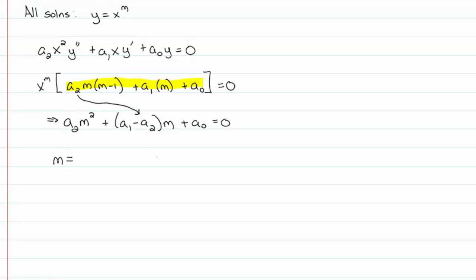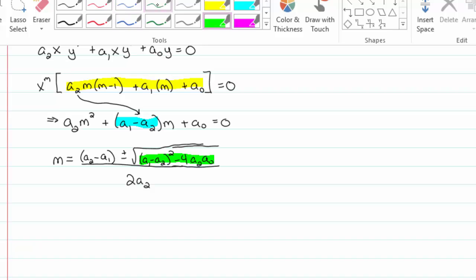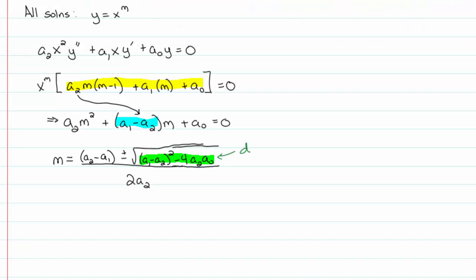Then we got all the way down to this solution: m is equal to the opposite of this middle term. Let me highlight that middle term really quick. The opposite of this just means I swap the order of a2 and a1, so it's the quantity a2 minus a1 instead of a1 minus a2, plus or minus the square root of that b term, which is a1 minus a2 quantity squared minus 4 times a2 times a naught, all over 2a sub 2. That got kind of bulky, so I decided to call this stuff in green D, for the discriminant. This is a quick review of what we're doing.